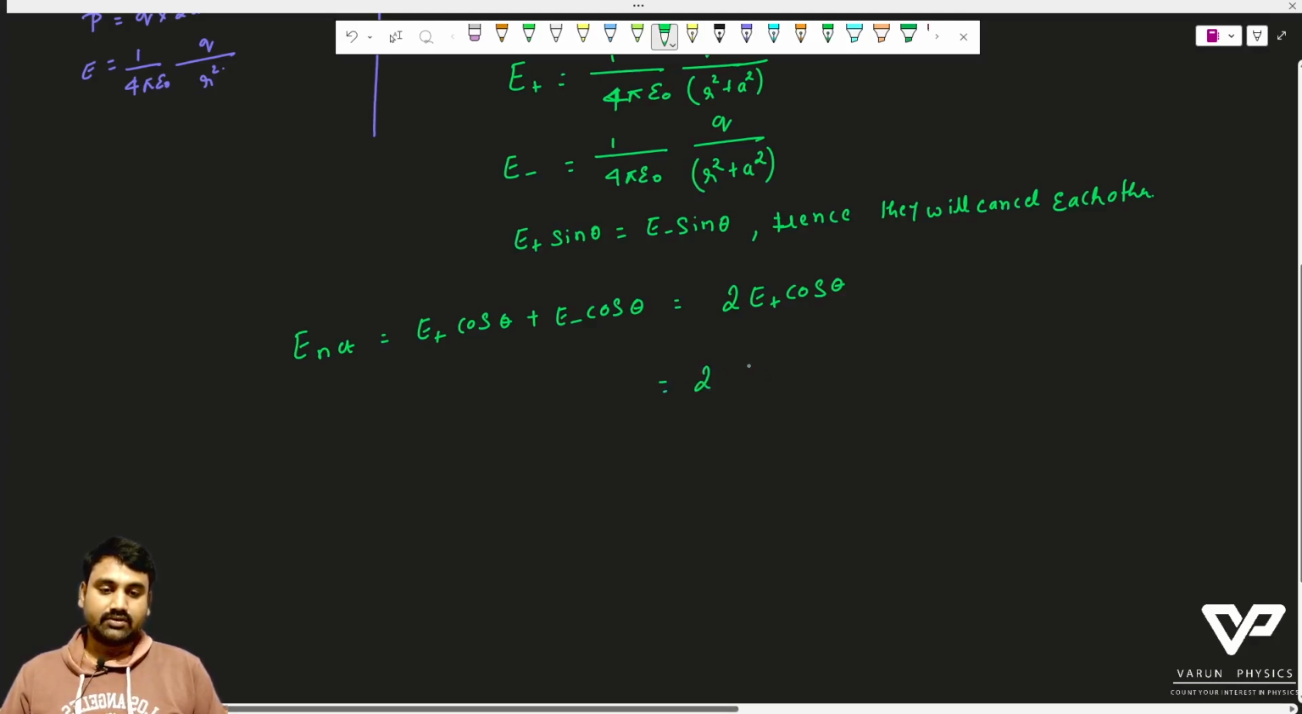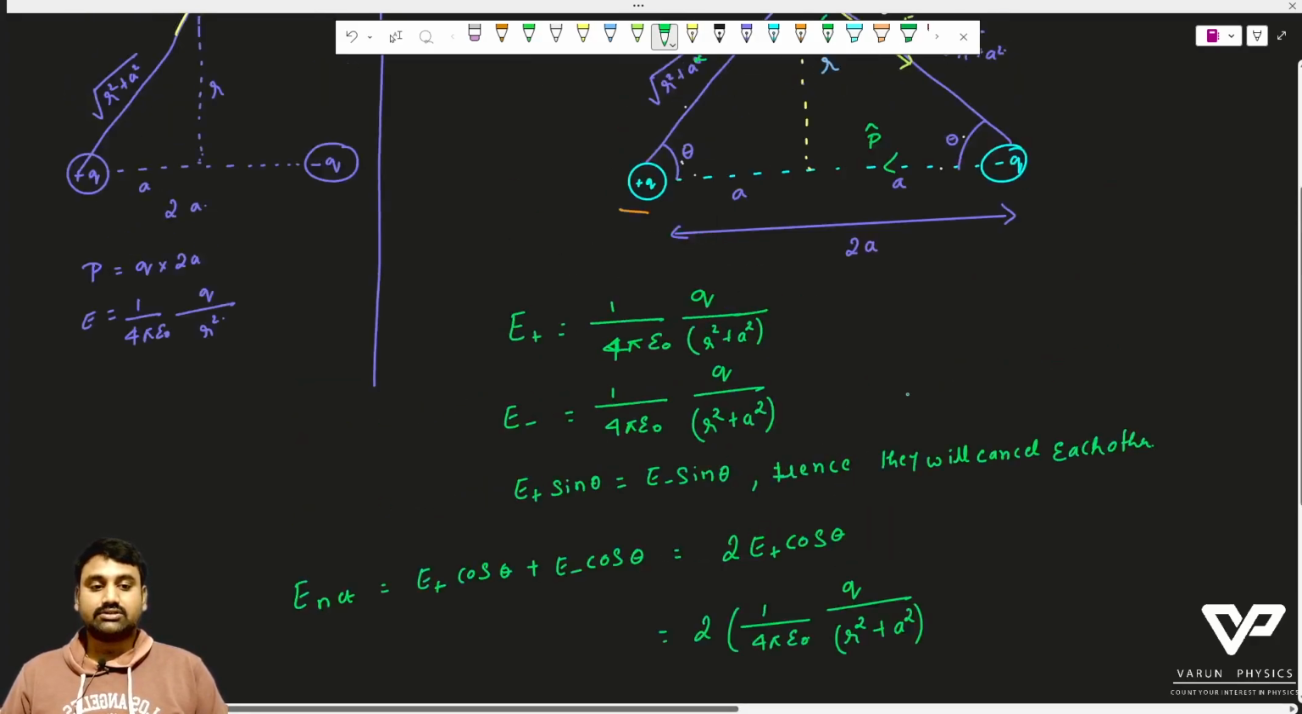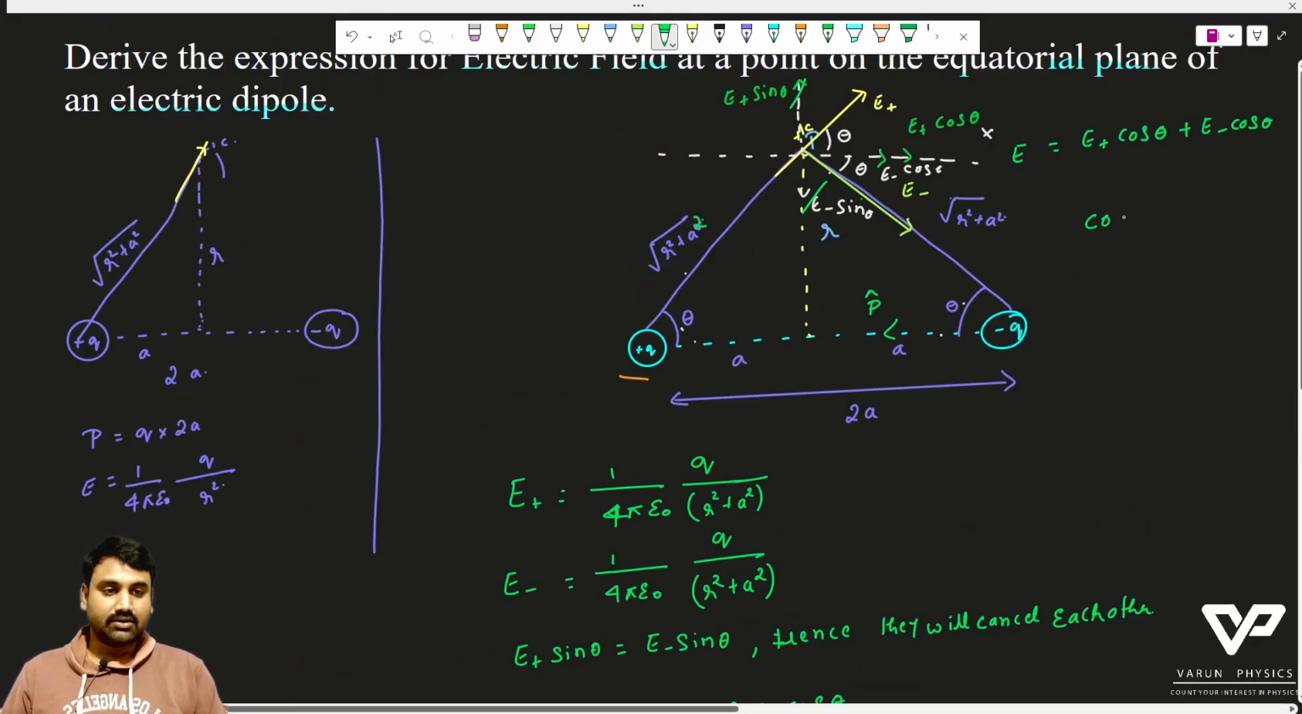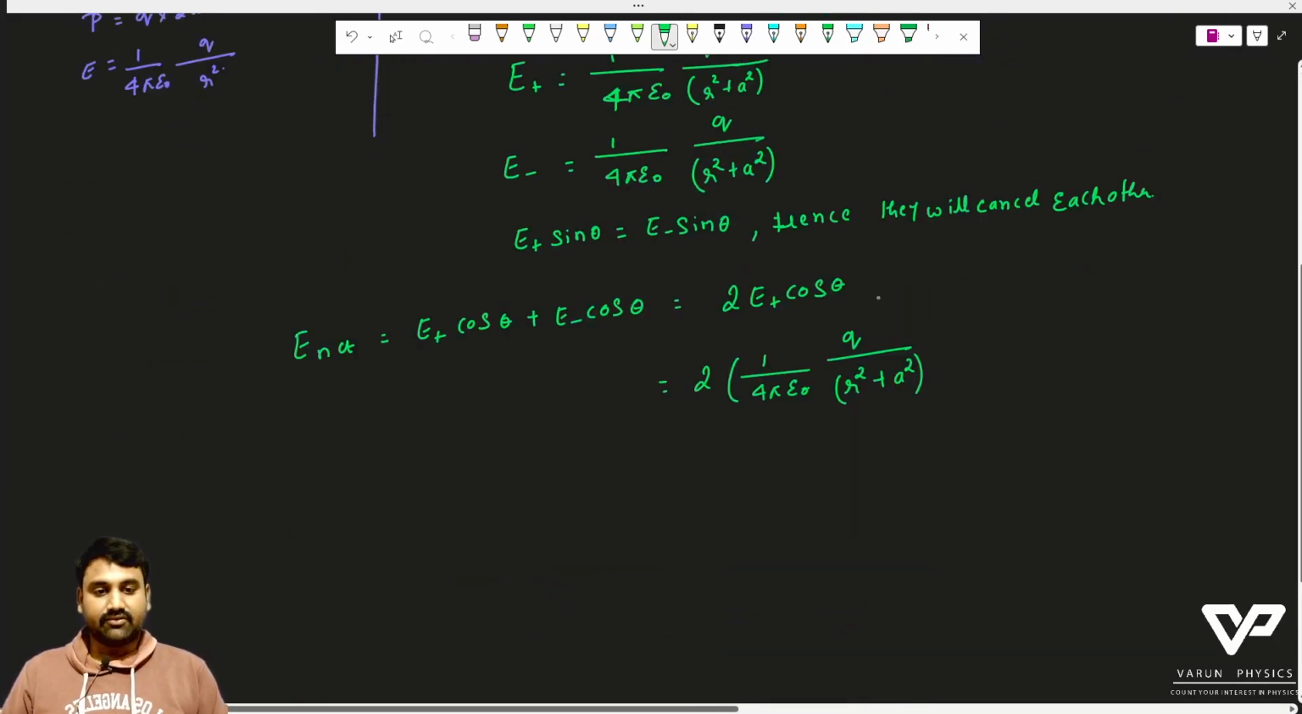That is equal to 2 times 1 by 4 pi epsilon naught into q divided by r square plus a square, and cos theta. Here, if you check, what is cos theta? Cos theta is adjacent by hypotenuse. The adjacent side is a, divided by the hypotenuse side, which is the square root of r square plus a square. Therefore, into a divided by r square plus a square to the power of 1 by 2.